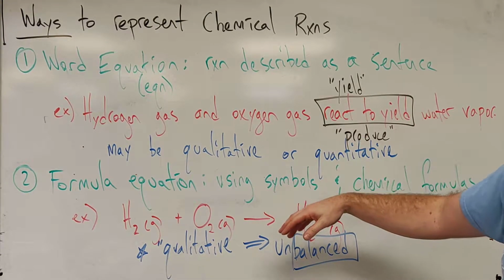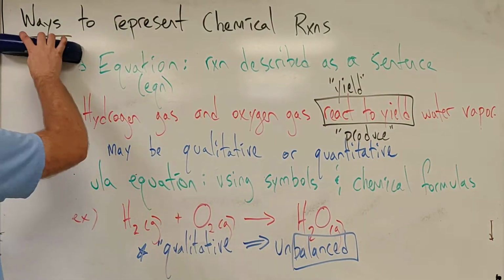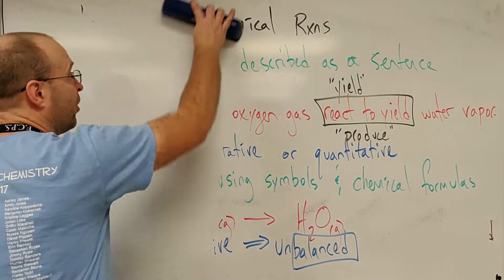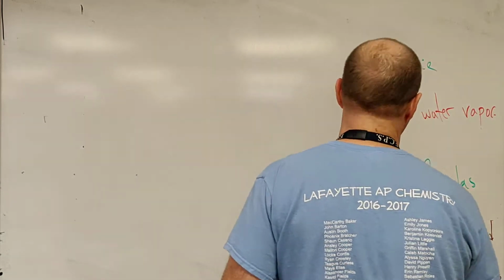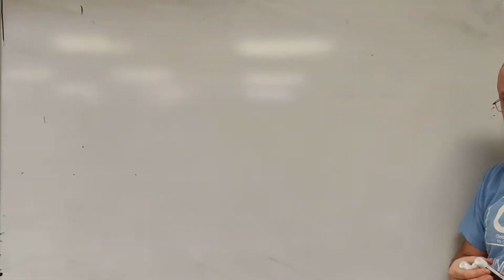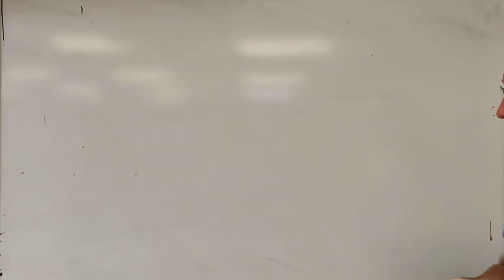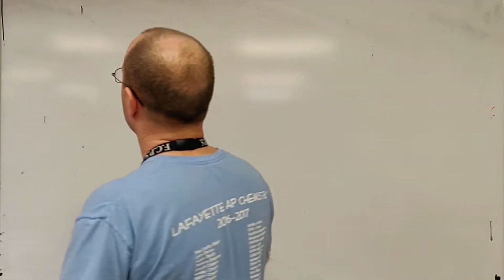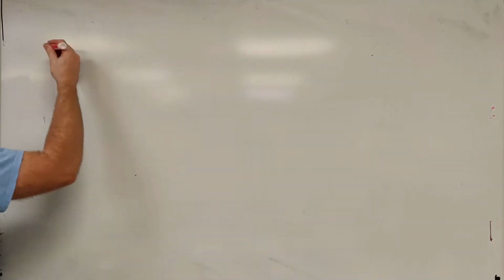So I want to look at some common symbols that you see in chemical reactions, and then I want to talk about our balanced chemical equation, and then we'll be ready to look at specific types of chemical equations. So common symbols as we look at this, you've seen some already here.